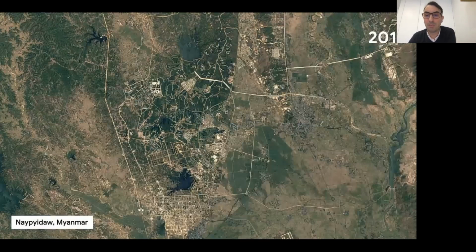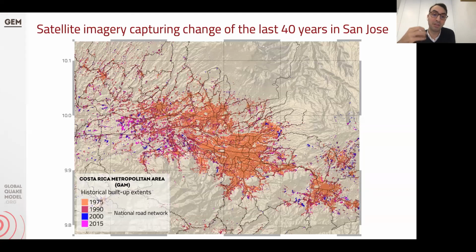So in order to try to understand how we can model this, how we can start modeling losses into the future, how we can make decisions into the future, understanding how the cities and how the countries are going to evolve, we did a few exercises, mostly located in Central America. I wanted to show here an example for Costa Rica, the greater metropolitan area of Costa Rica.